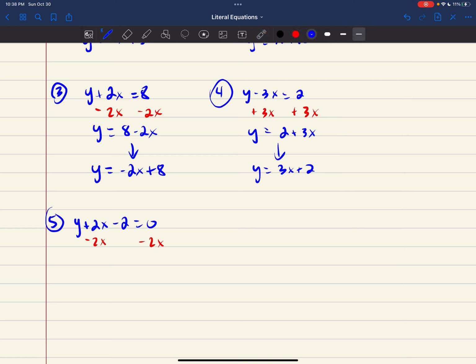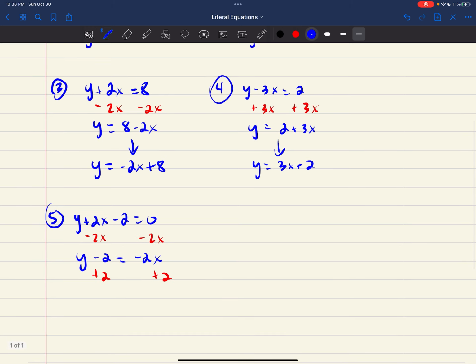I'm left with y minus 2 equals negative 2x. And then this minus 2 needs to go away. So I'm going to add both sides by 2. Okay? So I'm left with y equals negative 2x plus 2.